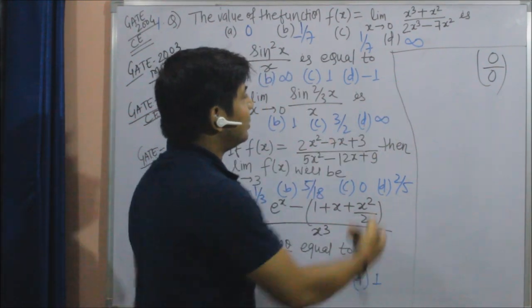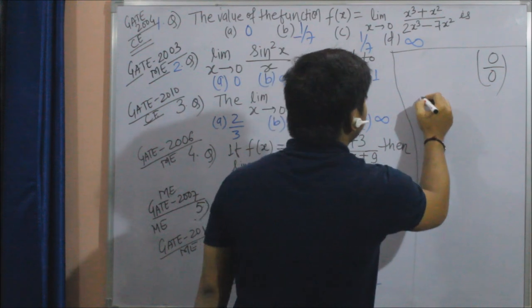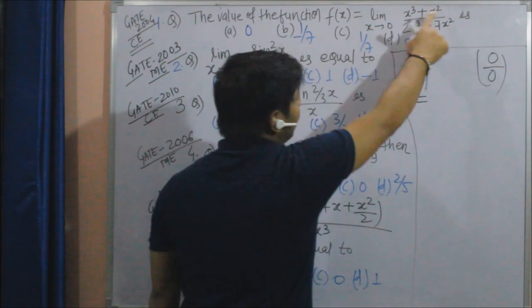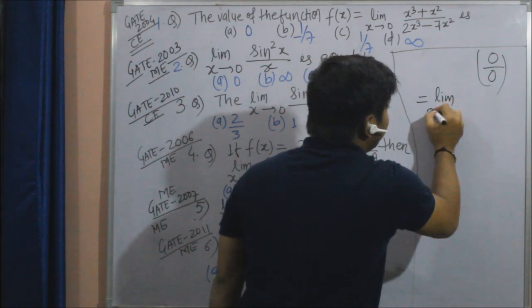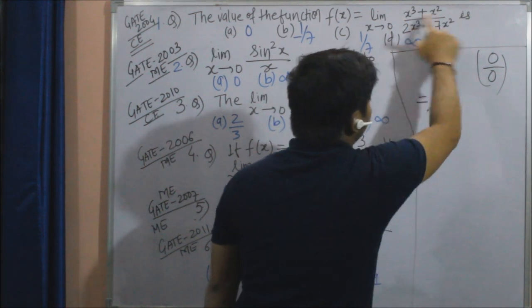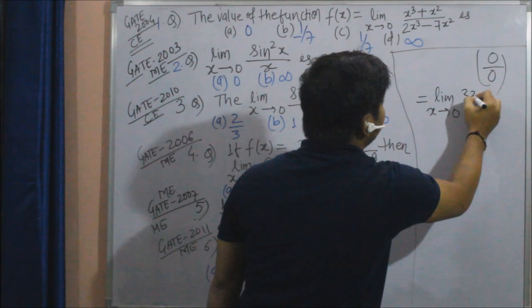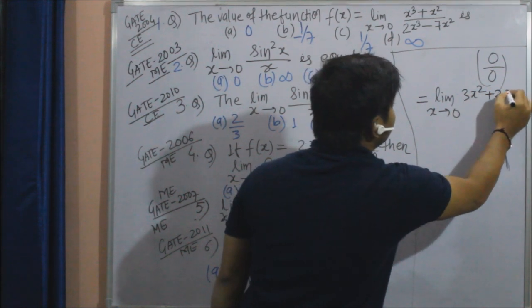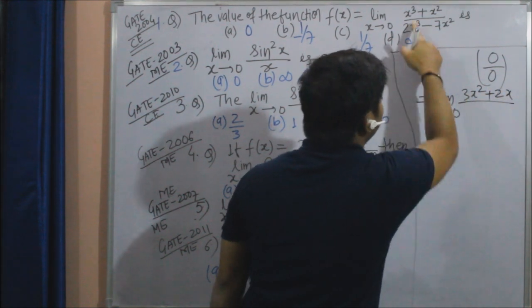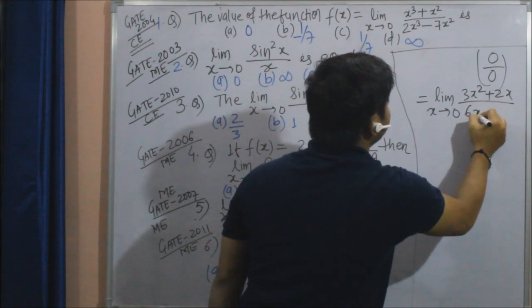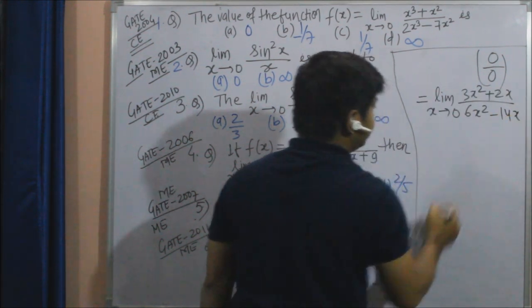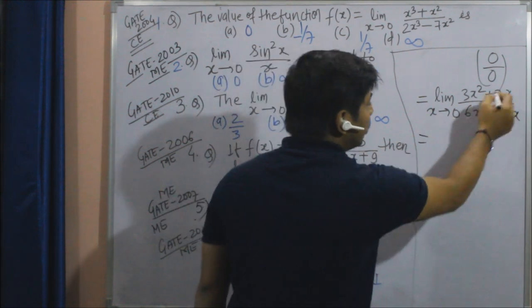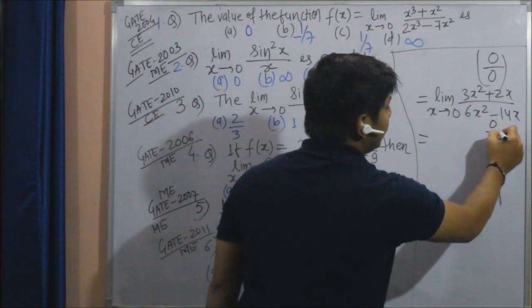So it is in 0 by 0 form, so what we have to do is just differentiate the numerator and differentiate the denominator. This is limit x tends to 0, differentiating the numerator gives 3x square plus 2x upon, the denominator becomes 6x square minus 14x. Putting again, we again get the 0 by 0 form.